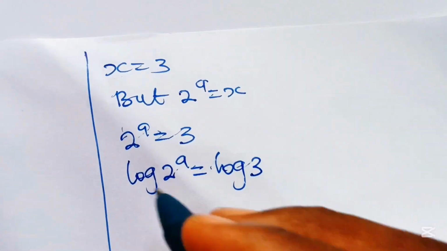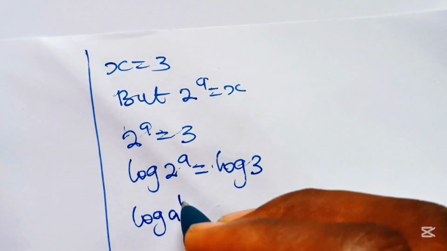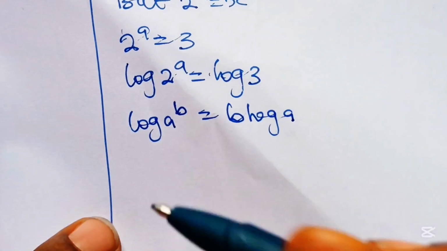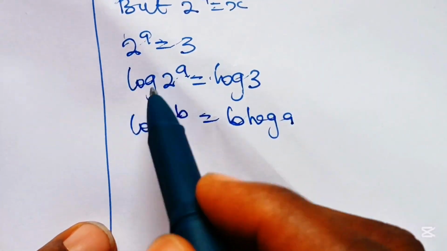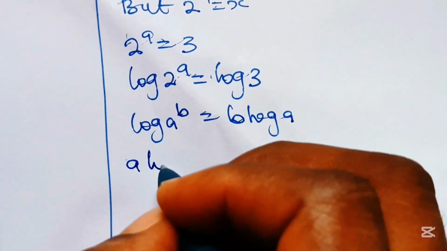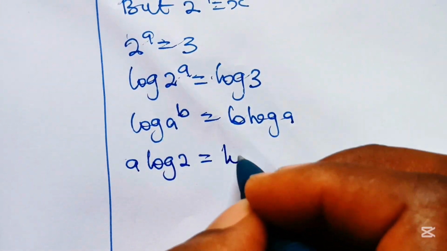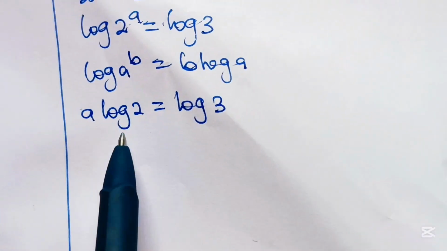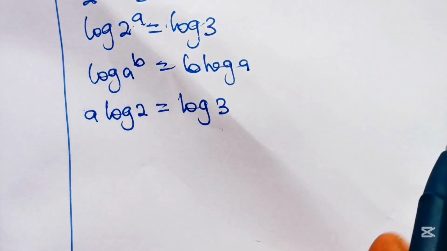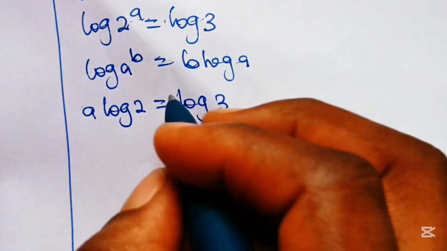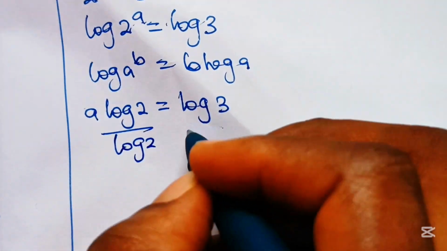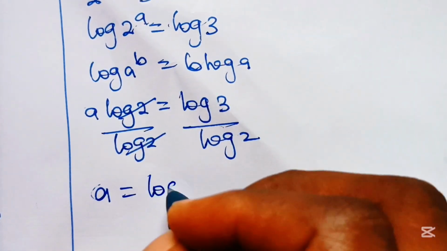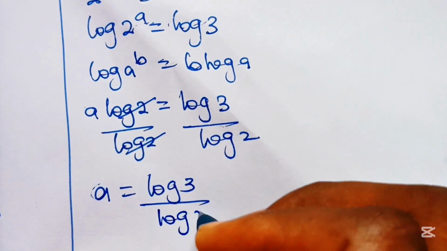Now when you have log a to the power of b, it is equal to b multiplied by log a. That means this will come down to multiply log 2, right? So we have a log 2 is equal to log 3. Because we are looking for a, we are going to divide both sides of the equation by log 2, and this will cancel this. We have a is equal to log 3 divided by log 2.